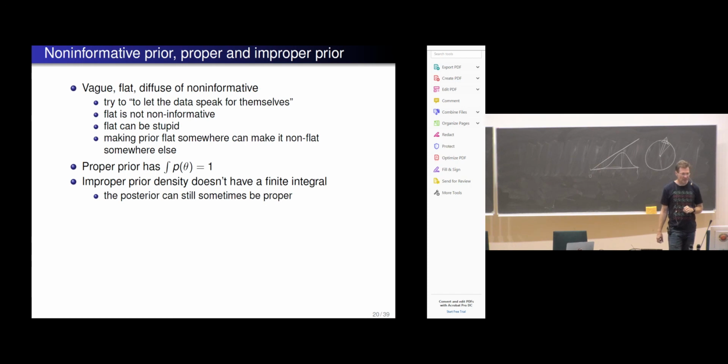Okay. Let's have now 10-minute break and continue more with priors and then a little bit about one-dimensional Gaussian.